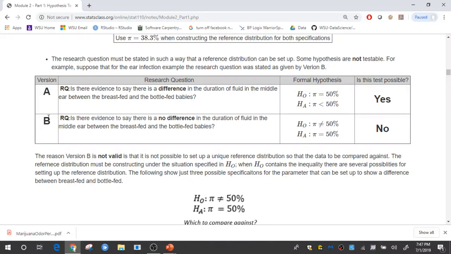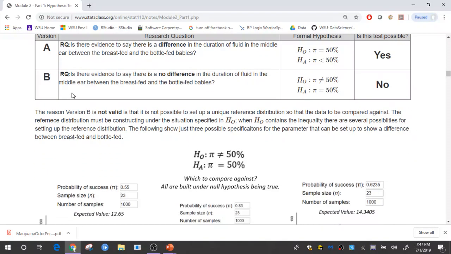For example, version B here, this is for the ear infection. So version B of the research question is, is there evidence to say that there's no difference in the duration of fluid? So the original version was asking whether or not there was a difference. Version B here is suggesting that there is no difference.